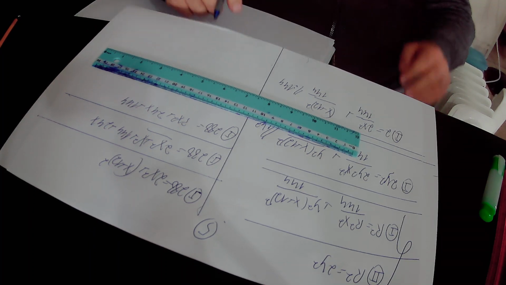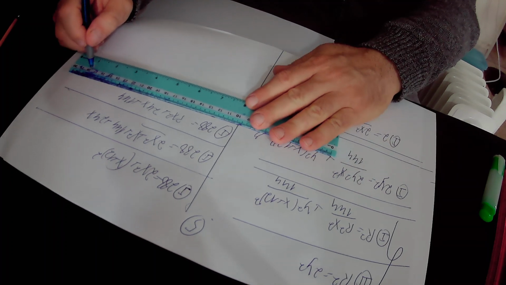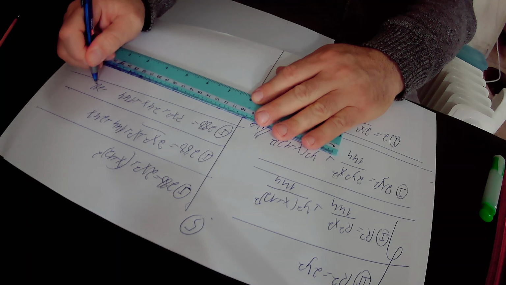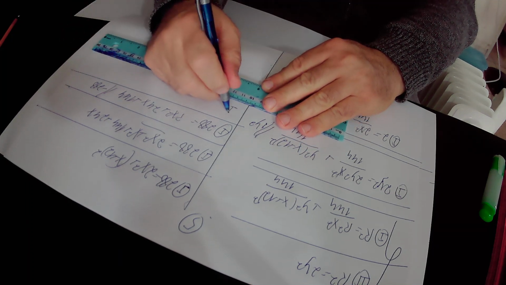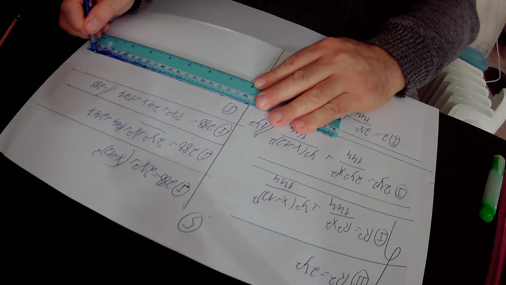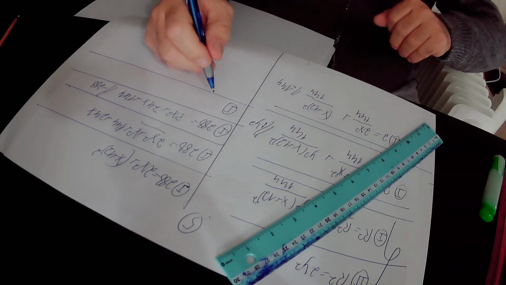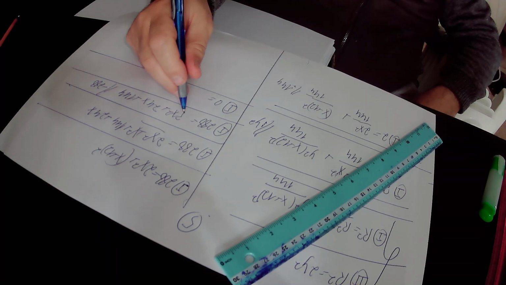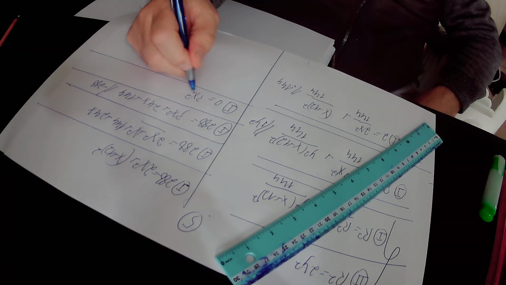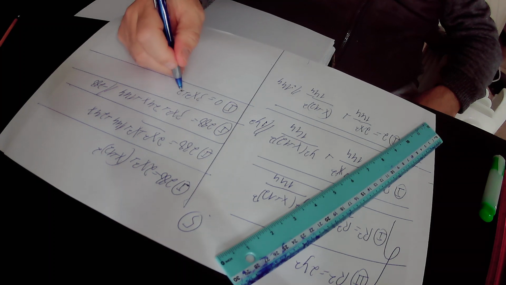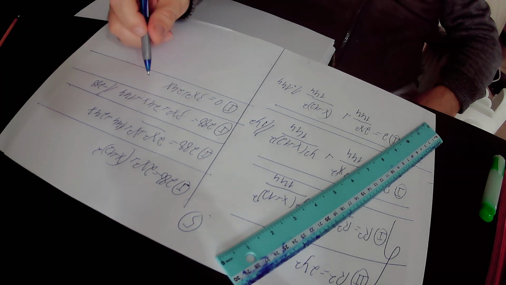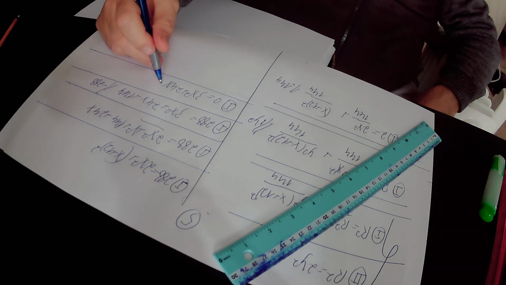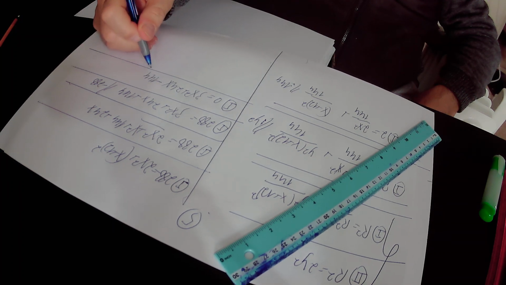So here we subtract 288 from this equation 1. And we get that 288 minus 288 is 0. And it is equal to, on the other side of the equation, 3x squared plus 24x, and 144 minus 288 equals minus 144.